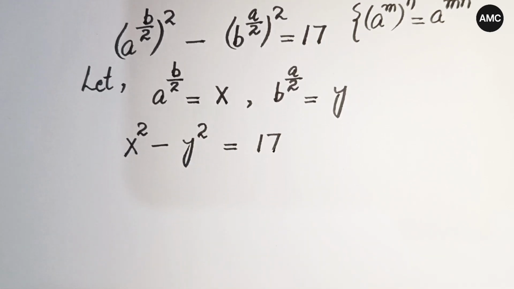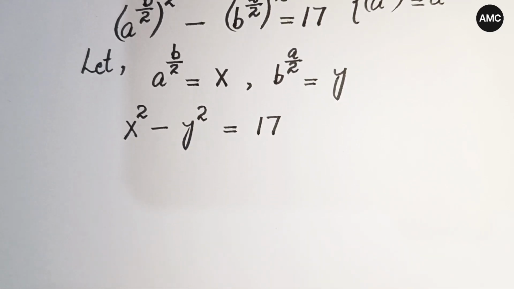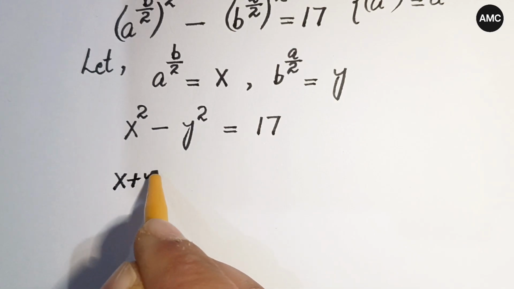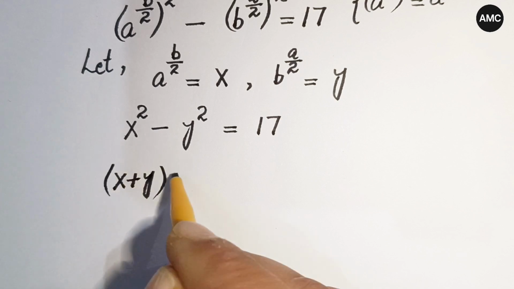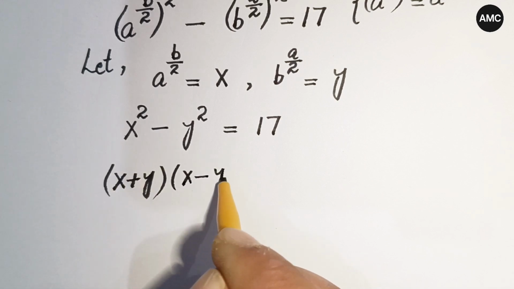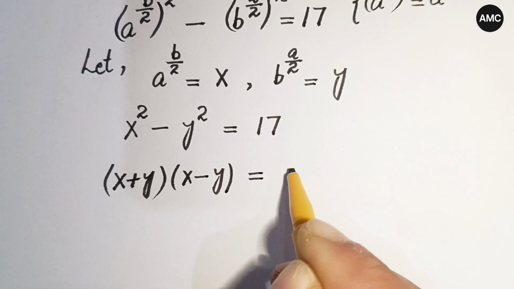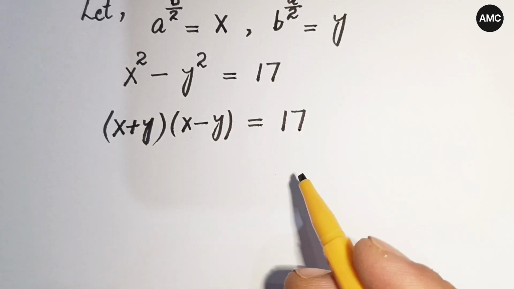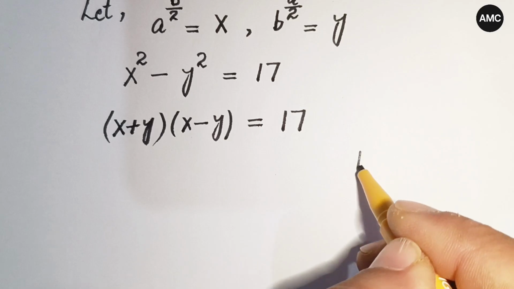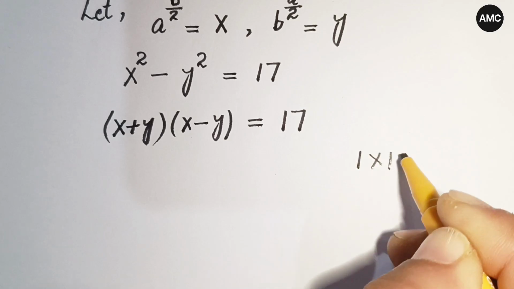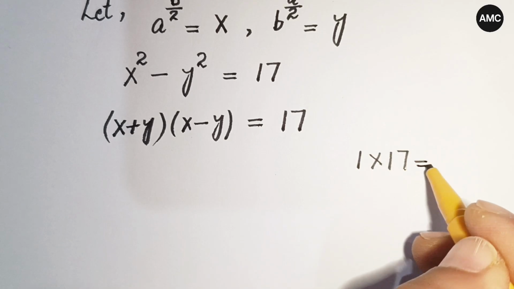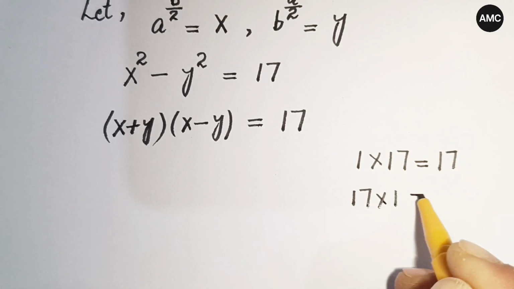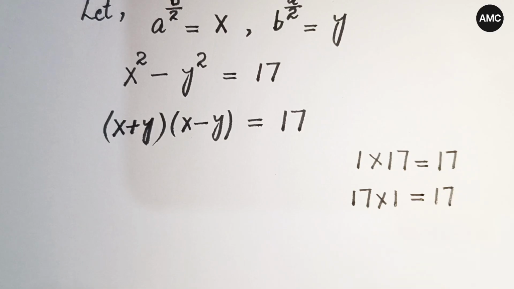Now x squared minus y squared, according to the algebraic formula, we can write as x plus y times x minus y is equal to 17. So here we can factorize this 17 like that: 17 is 1 times 17. Similarly, 17 times 1 is also equal to 17.